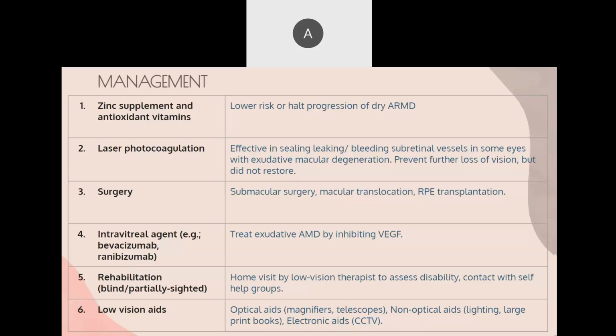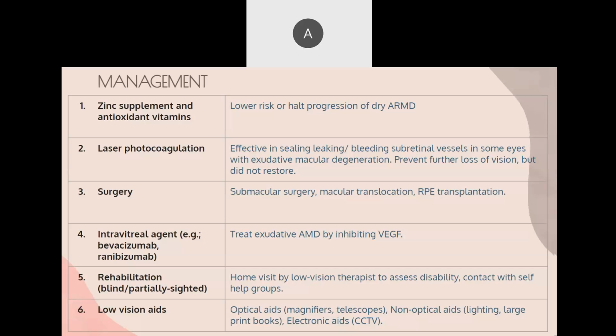Okay. Number 2, don't answer surgery. Because for surgery, first of all, macular translocation, I think we have never done it. Or if it was done, maybe only once. They do mention macular translocation and RPE transplantation, but don't mention those. The only answer I want to hear is intravitreal agent. Intravitreal anti-VEGF. Okay. This one Prof Zul will surely ask you all.